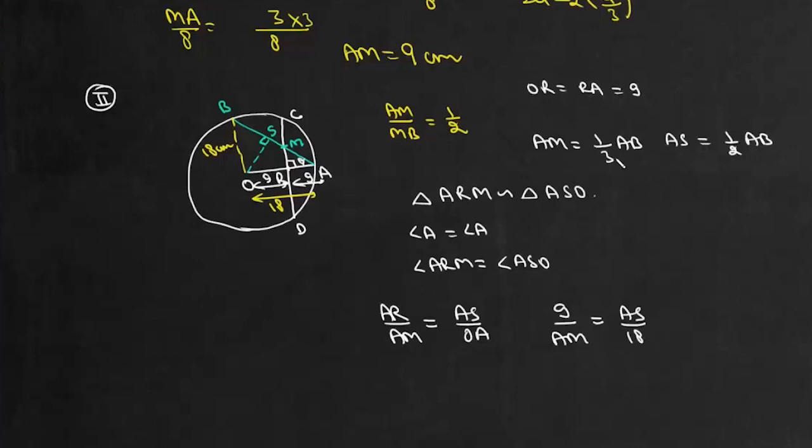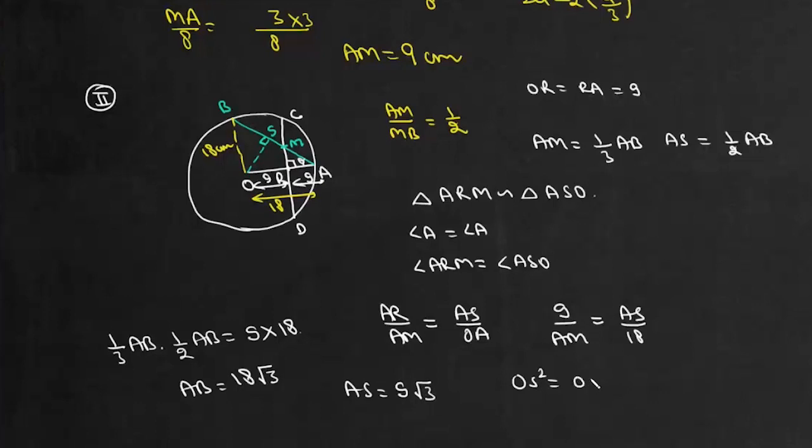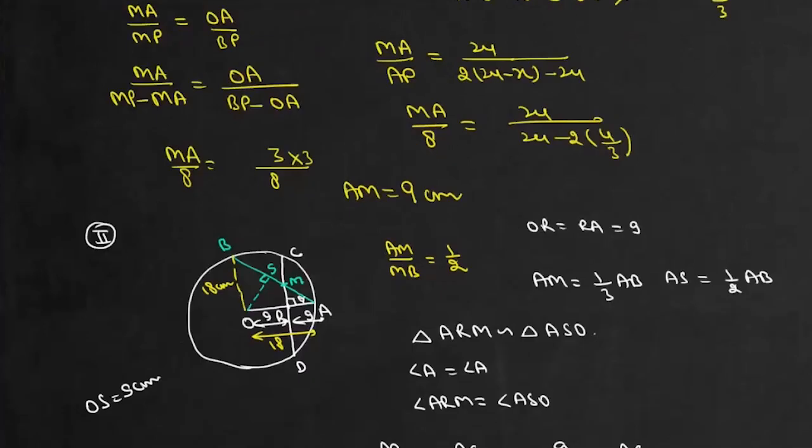Now AM is 1 by 3 AB, so it will be 1 by 3 AB into AS is 1 by 2 AB, and it is 9 into 18. So this AB will be 18 root 3. Now AS is half of AB, so this AS will be simply 9 root 3, and then in this triangle OSA we can write OS square will be equal to OA square minus SA square, and OA square is 18 square minus 9 square into 3. Now this is 9 square into 4 minus 3, 1, so it will be equal to 9 square. So basically value of OS is 9 centimeter.